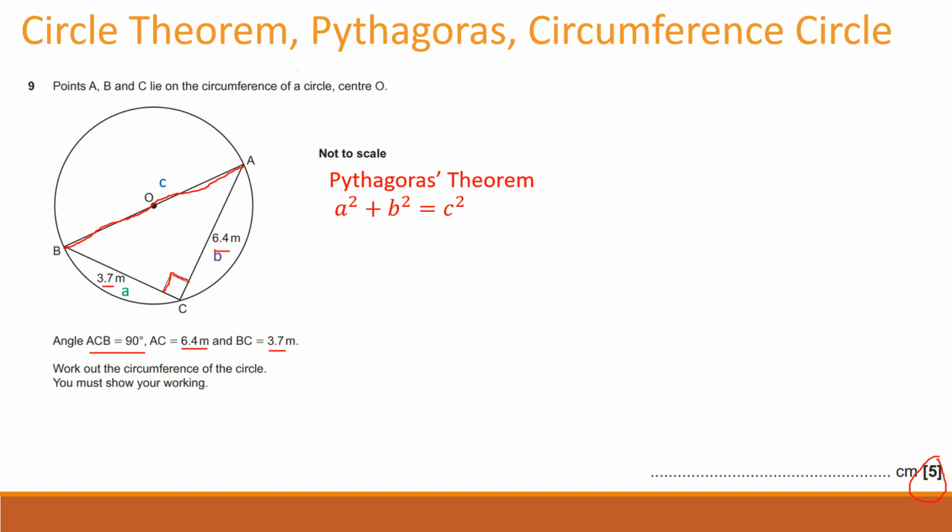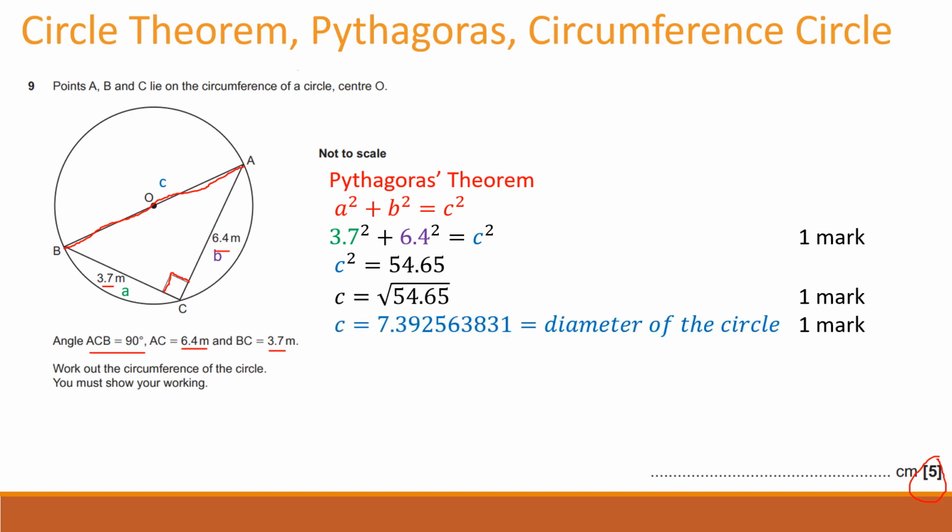so I've just put A as 3.7 and B as 6.4. Now if I put those values into the formula, I get 3.7 squared plus 6.4 squared equals c squared. That gives me 1 mark. If I rearrange that to find c, which is the diameter of the circle, so working out the value of 3.7 squared plus 6.4 squared on your calculator, and square rooting that answer gives me my 2nd mark.